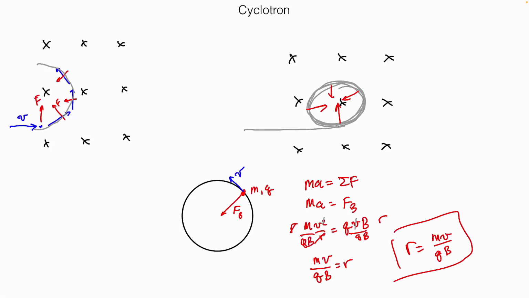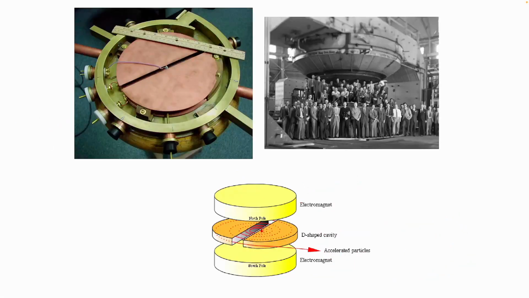All right. How do we use this to make charges go fast? And why would we want charges to go fast? So pictured up on top are two real cyclotrons. The one on the left, you can see for scale, there's a ruler in the picture, right? So that one's a little less than a foot across. Do you see how there's a gap between the two semicircles? More on that in a second.